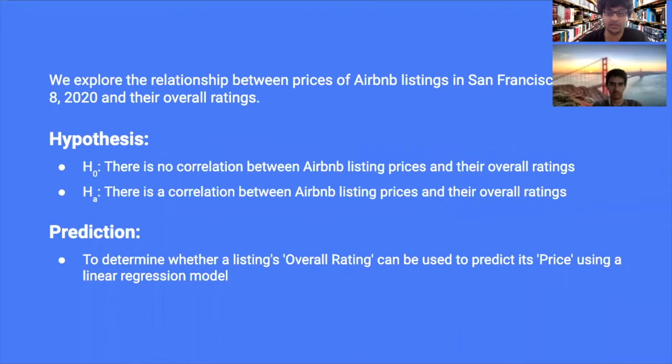We are examining the relationship between price of Airbnb listings in San Francisco on June 8th, 2020, and their overall rating. Our null hypothesis is that there's no correlation between the Airbnb listing prices and their overall ratings. And our alternative hypothesis is that there is a correlation between Airbnb listing prices and their overall ratings. And our prediction is to determine whether a listing's overall rating can be used to predict its price, and we're using a linear regression model for this.